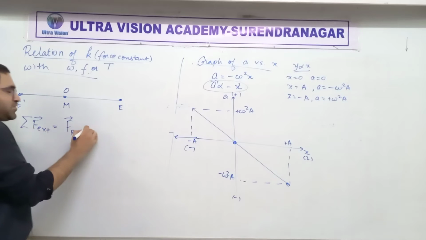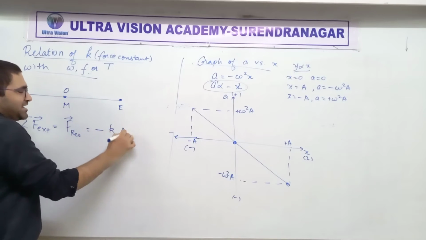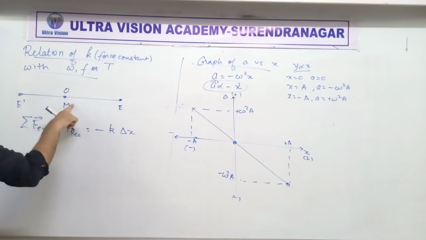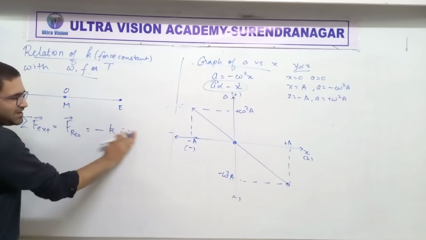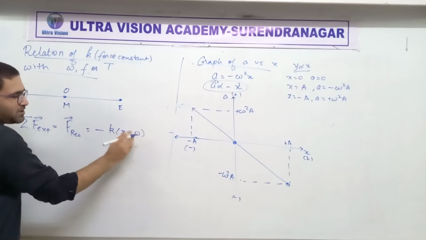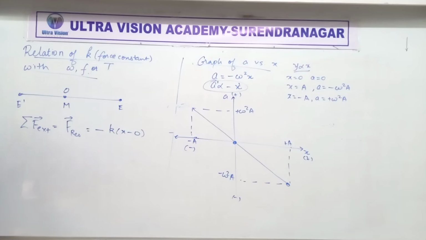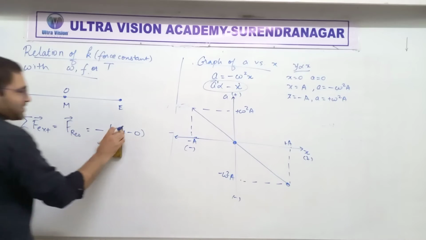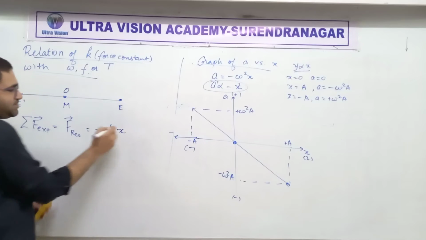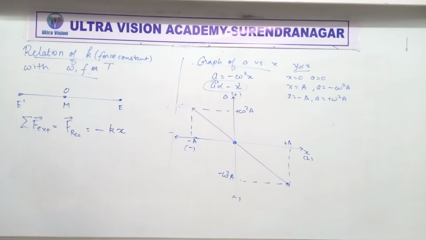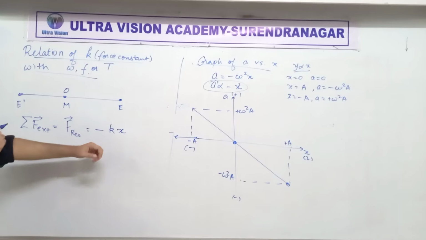So that is equal to minus k delta x. But if you take mean position as origin, then instead of delta x you can write x minus 0, or that is simply x. Understood so far? This is what we have already learned, right? Not much new.